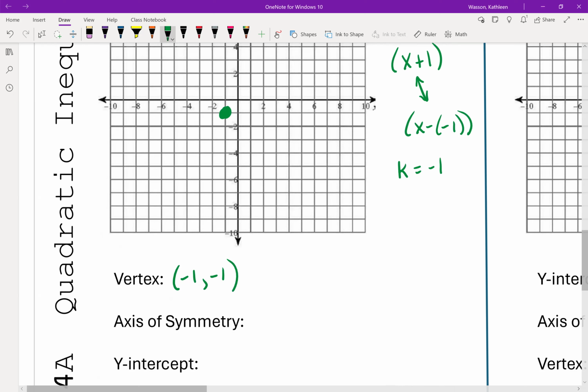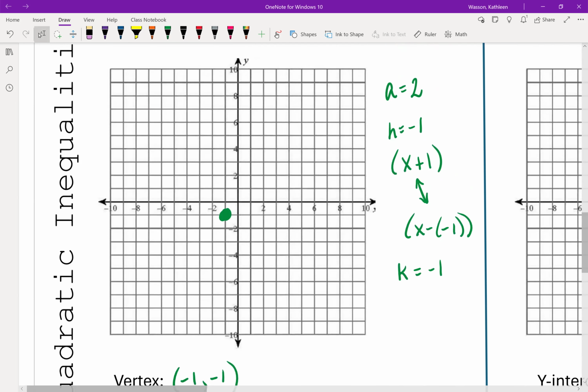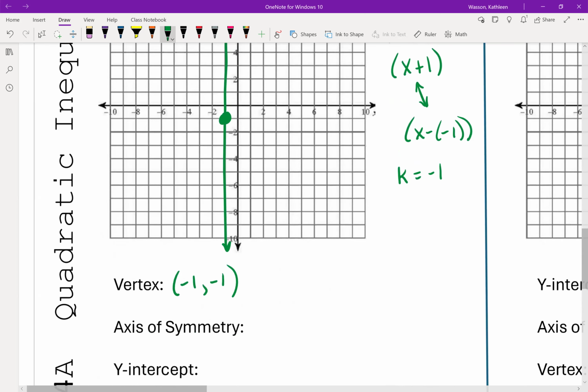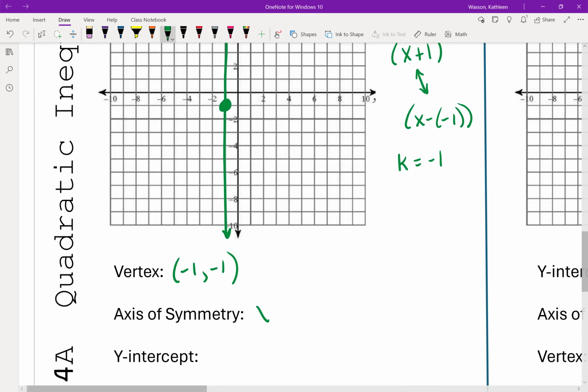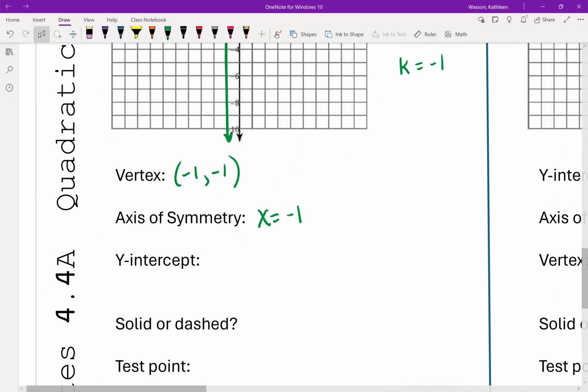The axis of symmetry is a vertical line that goes through the vertex and splits the quadratic graph in half. We'll go ahead and draw that line as well. And the y changes all along this line, but the x remains constant. So the equation for the axis of symmetry is x equals -1. Make sure that when you describe the axis of symmetry, that it's an equation. It should have a variable and an equal sign.